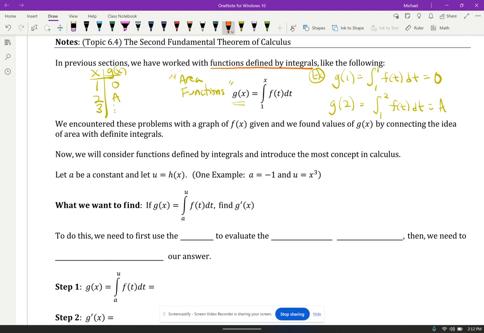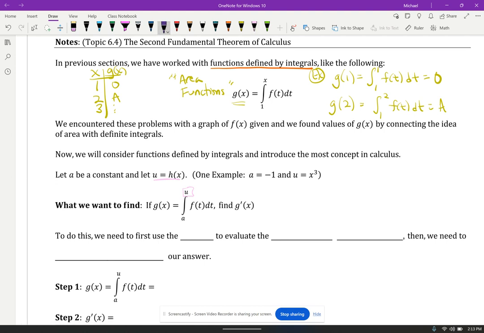So when I look at this, suppose a is a constant. So a is some number like 1 or -1 or 5. And u is a function of x. So it could be x to the third. It could be x. It could be e to the x. It could be any function. If g of x is defined as this definite integral, can we find the derivative of g of x?